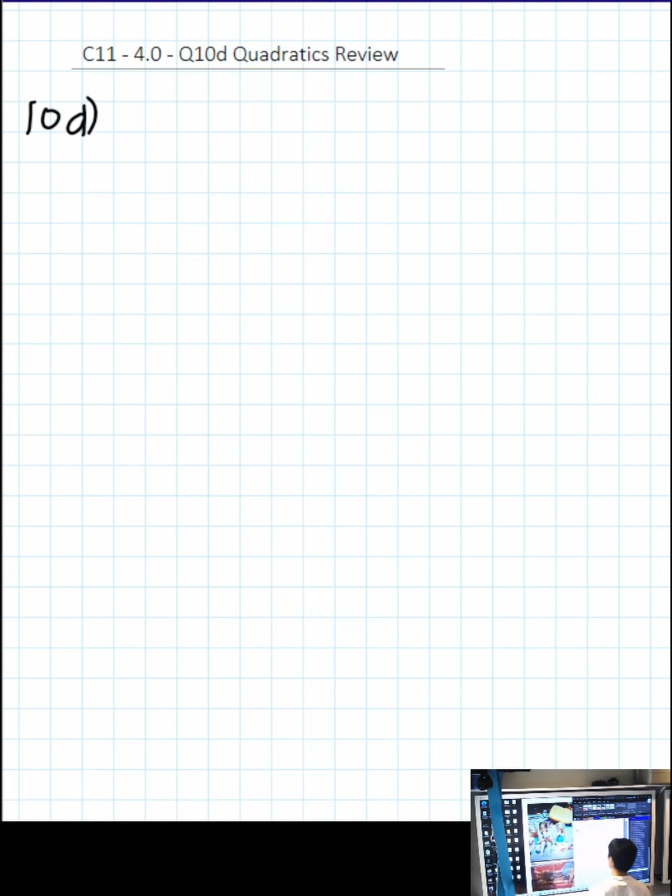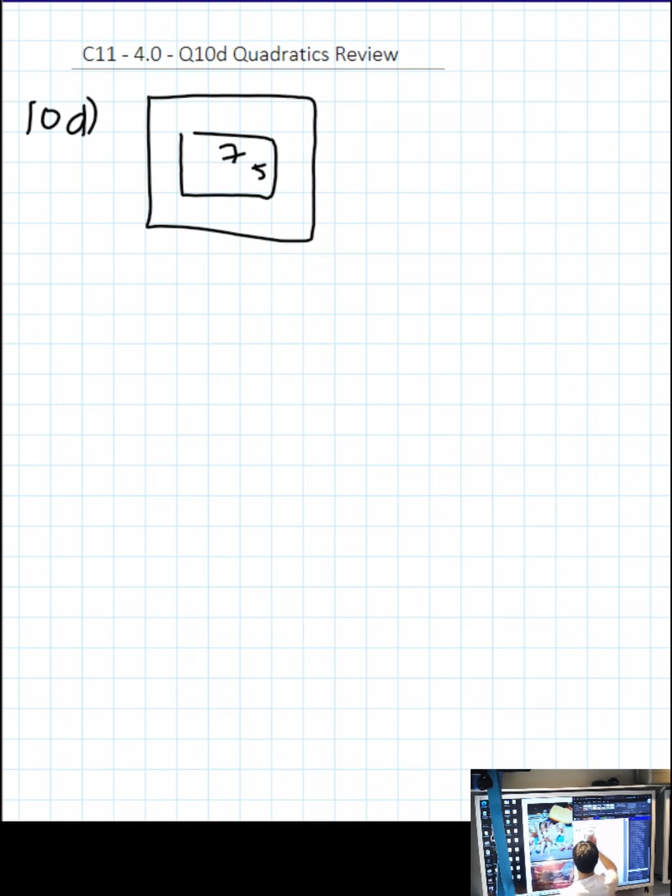Okay, we have 10D. Find the dimensions of a rectangular poster which has dimensions of 5 by 7, and then the frame width of the frame is equal around the poster and increases the total area by 28 centimeters squared. So let's first draw a little rectangle and call it on the inside 5 by 7. Good. Then we're increasing it. Let's exaggerate the increase, so a larger rectangle around it. Good. Now it says we're increasing the frame width, which is equal around all the dimensions.